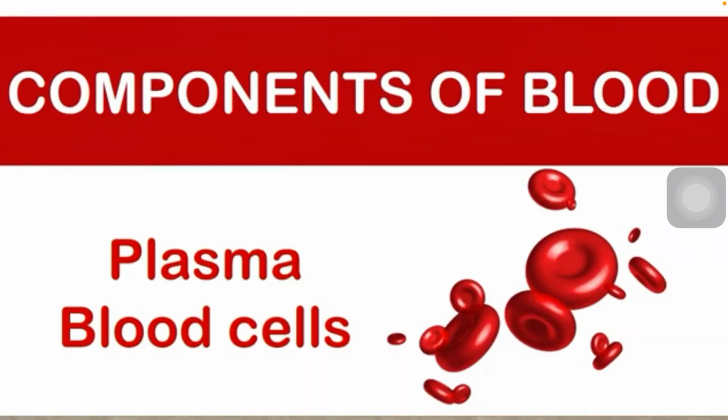Students, I want you to open page number 79 of your textbook. The learning objective for this module is components of blood, that is plasma and blood cells. So, let's begin.